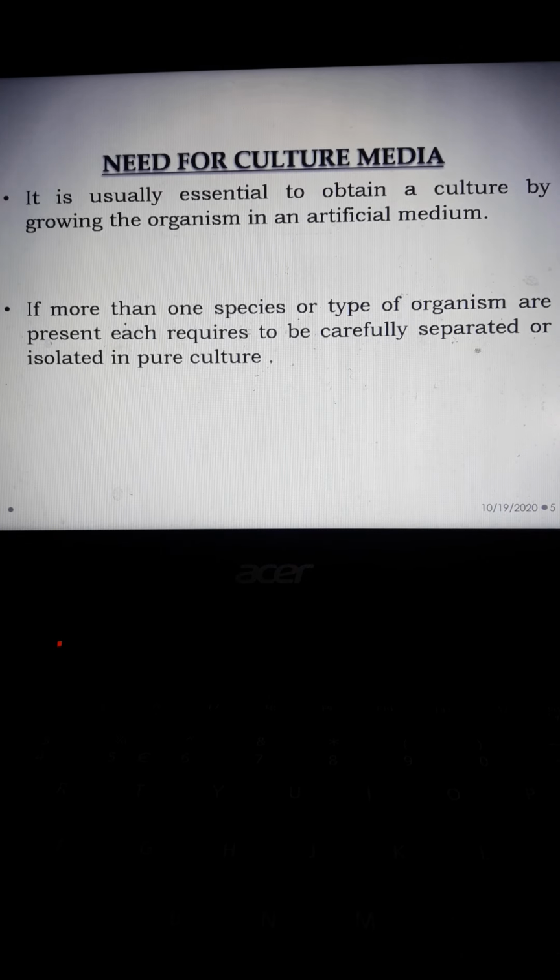Need for culture media. It is usually essential to obtain culture by growing the organism in artificial medium. That's why we use agar. Nutrient agar is very common. If more than one species or type of organism is present, each requires to be carefully separated and isolated in a pure culture. That's why pure culture, kung madami na, example, Staphylococcus, Strep, or Escherichia coli, they have to be separated and isolated in different culture or media.